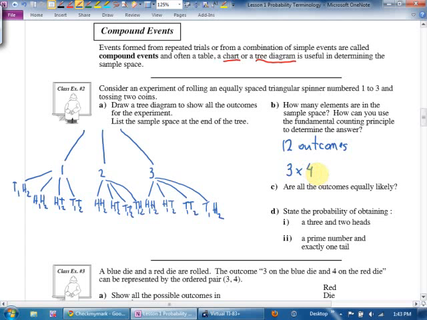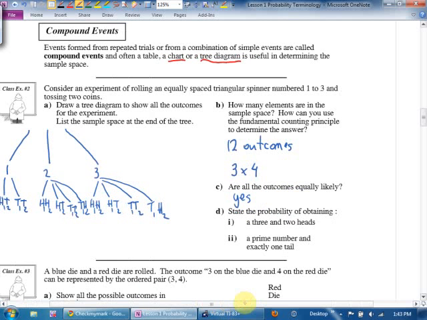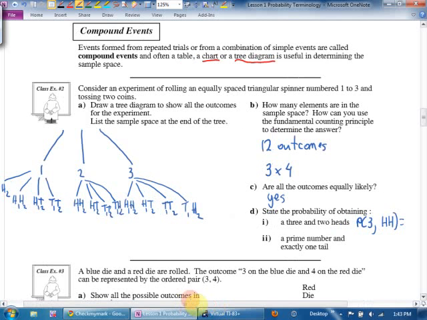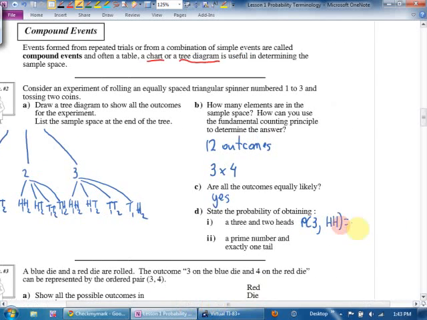Are all the outcomes equally likely the way I've drawn it here? Yes. So now I can answer these questions for part D. The probability of getting a 3, comma, HH is... how many outcomes were there grand total? 12. How many outcomes are favorable? How many branches end in a 3 heads heads? Just one.